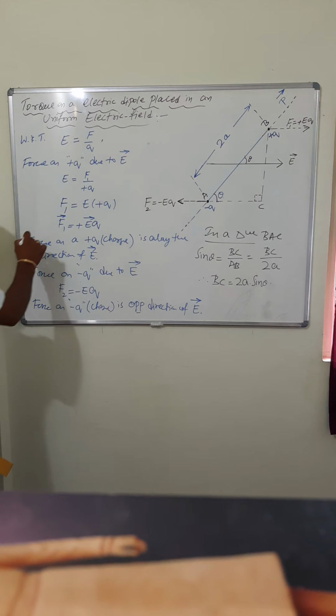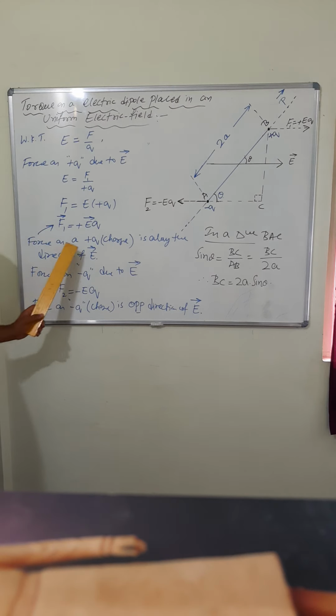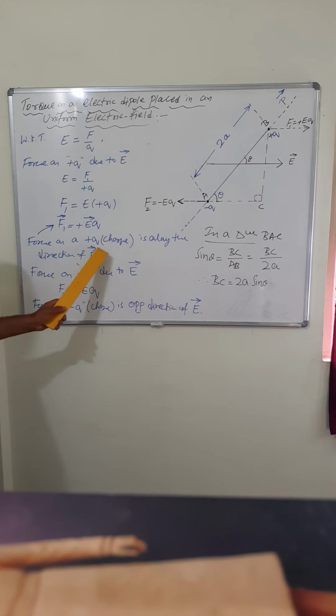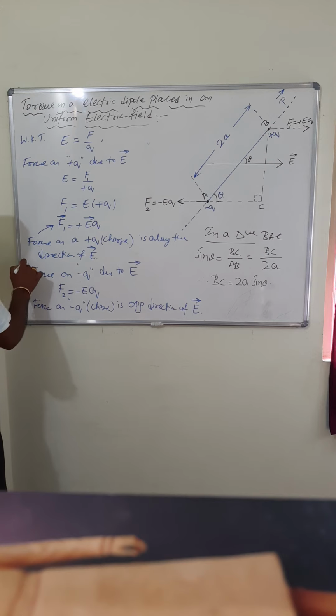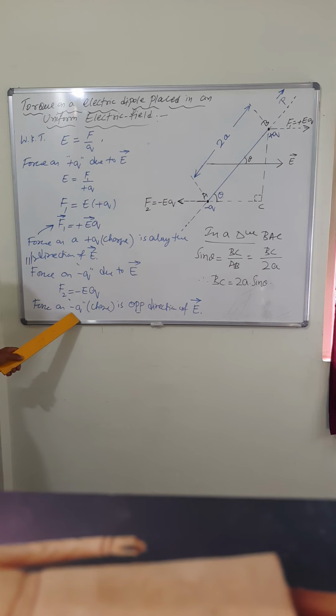This equation denotes force on a positive charge is along the direction of electric field. Vector F1 is equal to plus Q times E vector. Force on plus Q charge is along the direction of electric field. Similarly, force on minus Q due to electric field is F2 is equal to minus EQ. Force on negative charge is opposite direction of electric field. Please write down.